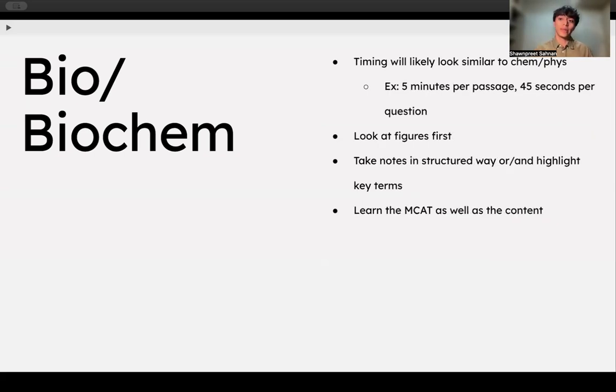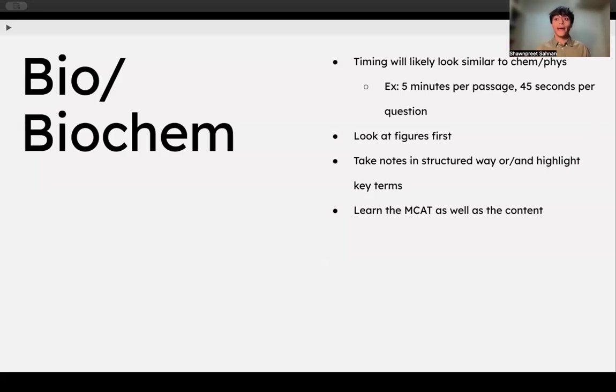Timing is probably going to look similar to Chem Phys. This is the most similar to Chem Phys. I kind of group them like that: bio and biochem and Chem Phys are very similar. Psych Soc is kind of like the baby of those two, and then CARS is the other side of the spectrum, where it's almost all intuition. So I just threw the same timing here because that's the timing I used for Chem Phys. And again, you guys feel free to adjust it.